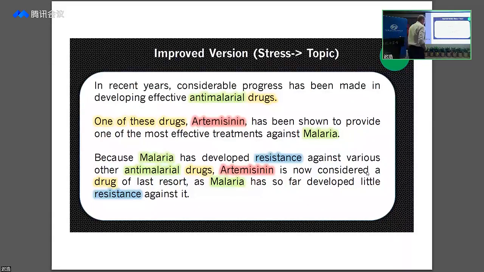In recent years, considerable progress has been made in developing effective antimalarial drugs. One of these drugs, artemisinin, has been shown to provide one of the most effective treatments against malaria. Because malaria has developed resistance against various other antimalarial drugs, artemisinin is now considered a drug of last resort, and so on. Now, what is different in the improved version?